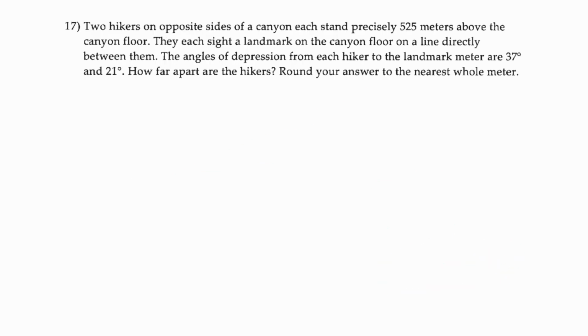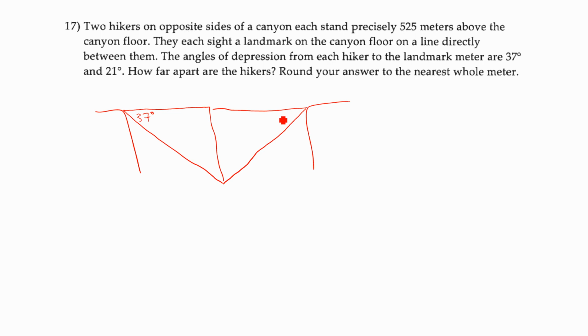So hikers on opposite sides of the canyon, so we've got a canyon here, and we look down at an angle of depression. The angle of depression is going to be here, 37 degrees. And this one will look like this, looking straight out and then rotating down 21 degrees here. And the height for both of these is going to be 525.